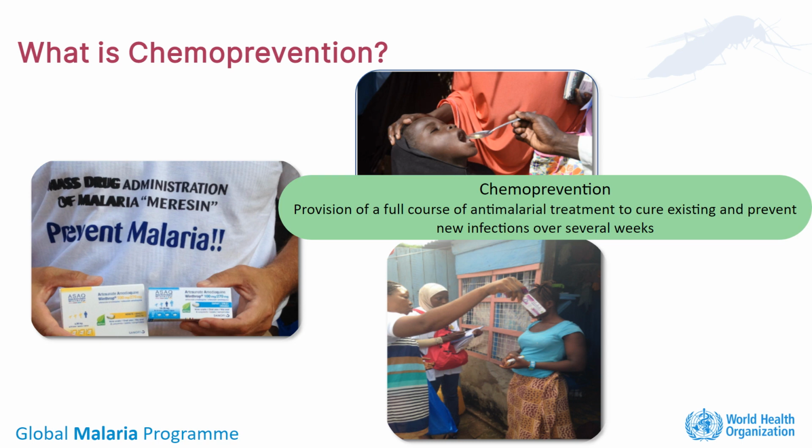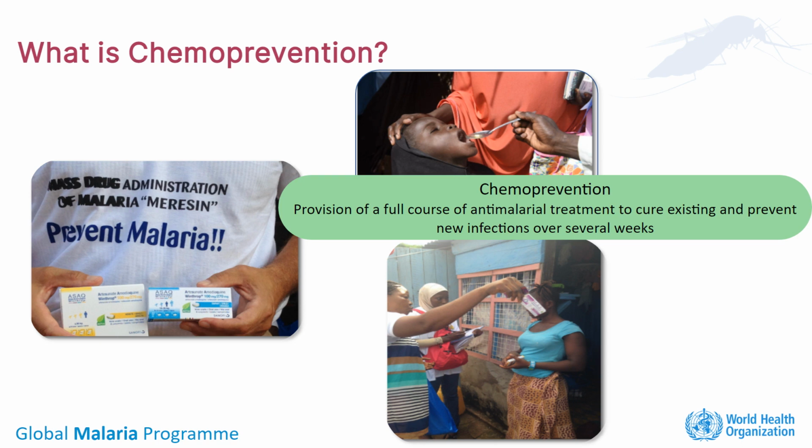Chemoprevention is a broad category of drug-based interventions that include mass drug administration, MDA, seasonal malaria chemoprevention, SMC, intermittent preventative treatment of malaria in pregnancy, IPTP, and perennial malaria chemoprevention, PMC, or what used to be called intermittent preventative treatment in infants, IPTI. Chemoprophylaxis is different from chemoprevention because it is meant to prevent new infections but does not cure any existing infections. Currently, chemoprophylaxis is recommended for non-immune travelers to areas with ongoing malaria transmission.